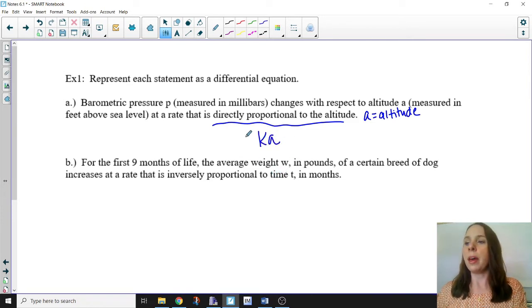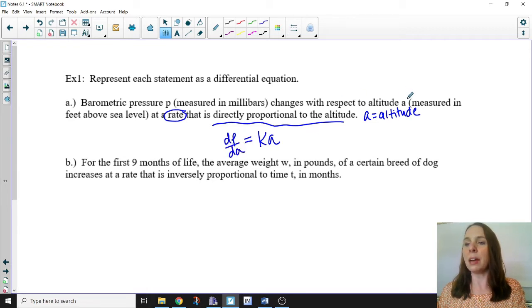Okay? Now, on the other side of the equation, it's not P equals K times A because of this word right here. It's the rate that is directly proportional to the altitude. And so we want to show a rate of the barometric pressure with respect to the altitude. And the way that we would write that as a variable is dP over dA.